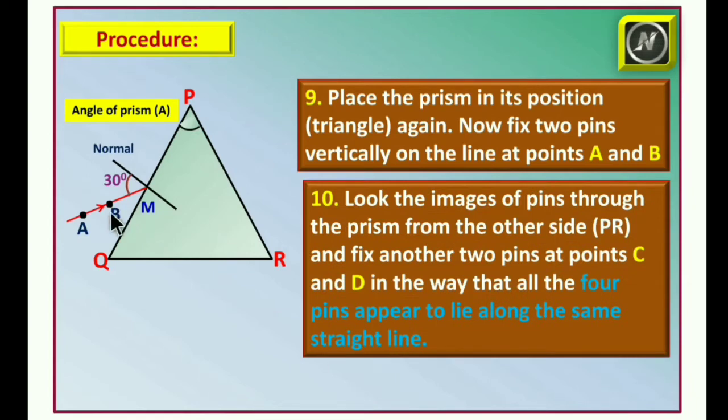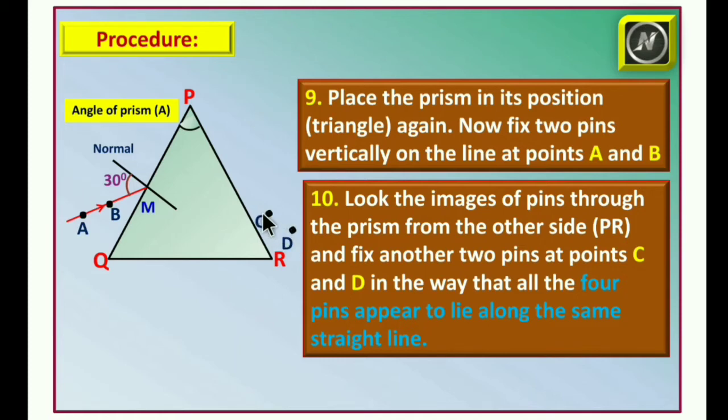Now we have to go to the other side and look at the images of the pins through the prism. Through the prism we try to see the images of the pins from the other side, that is the PR side, and fix another two pins at points C and D.